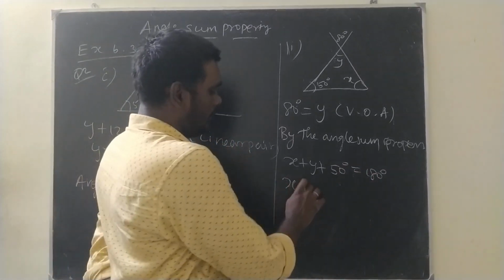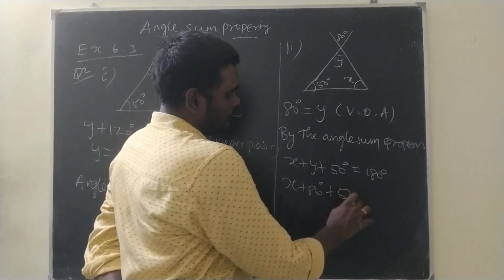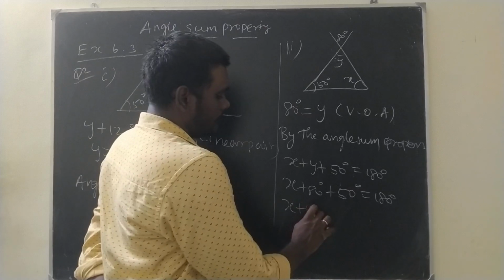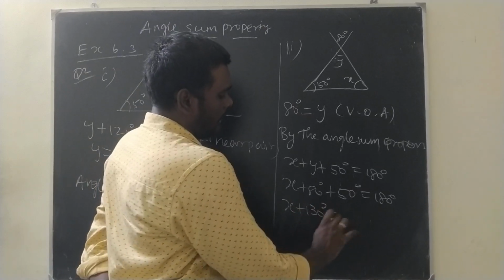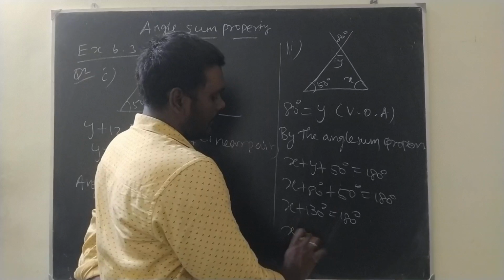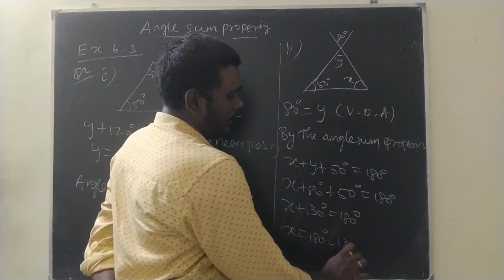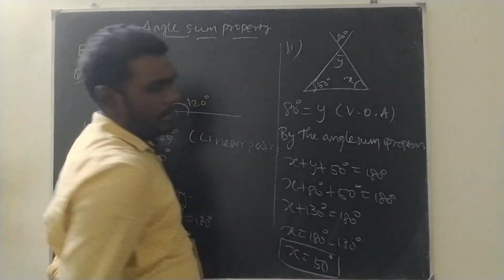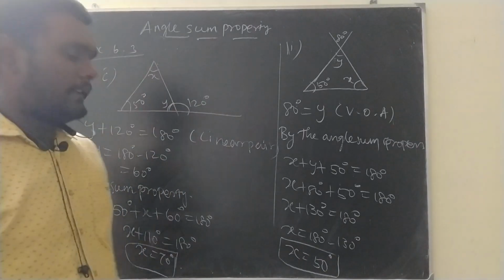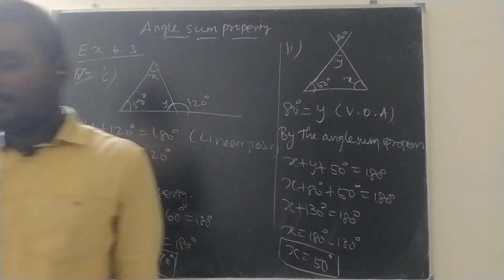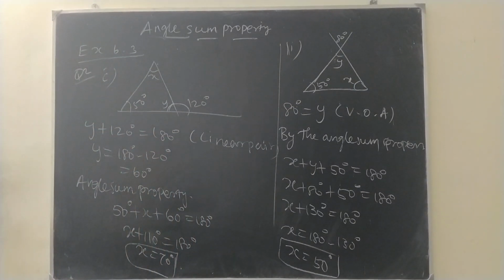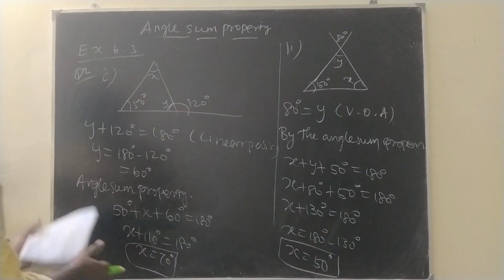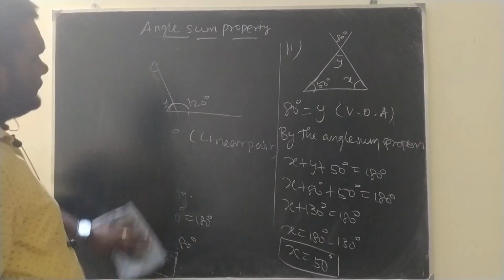x we don't know, obviously. y is 80 degrees, so x plus 80 degrees plus 50 degrees equals 180 degrees, and x plus 130 degrees equals 180 degrees, and x equals 180 degrees minus 130 degrees, and we have x is equal to 50 degrees. x is 50, y is 80. That is the answer. Now the third subdivision. Can you guess how that can be solved?